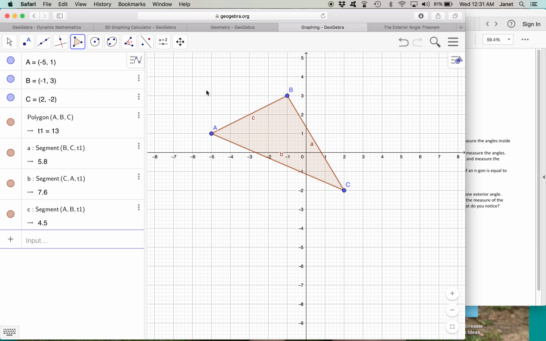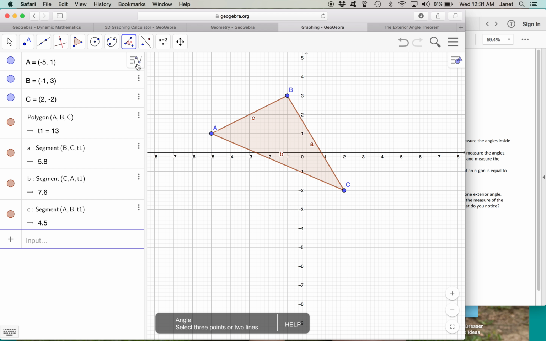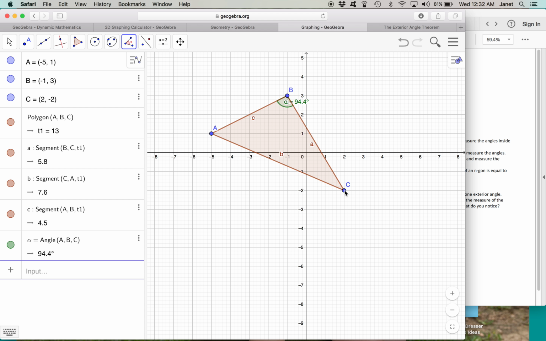To do that, we're going to use our measuring tool. So we're going to measure an angle, and to measure the angle, say I want to measure angle B, I start with this point A, go towards B, and then towards C. So I'm going to do that right now. And it names it alpha. We're good, and we've got 94.4 degrees.